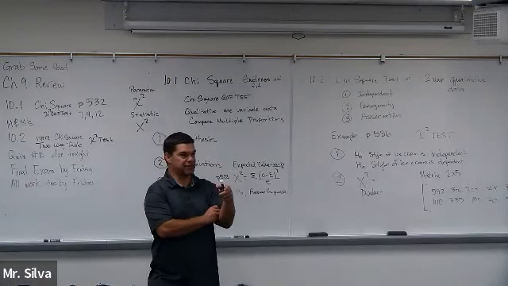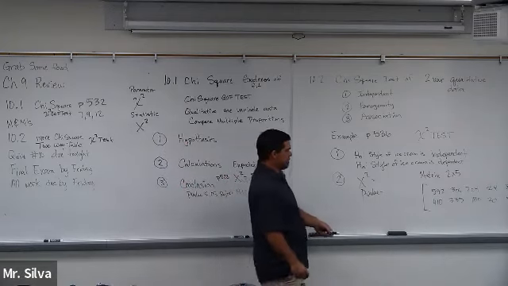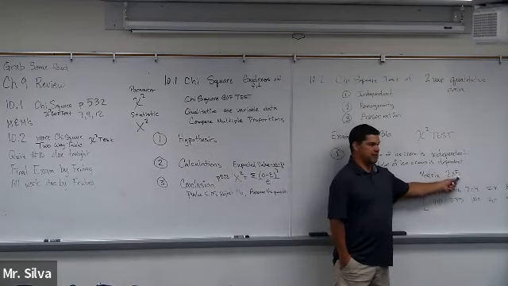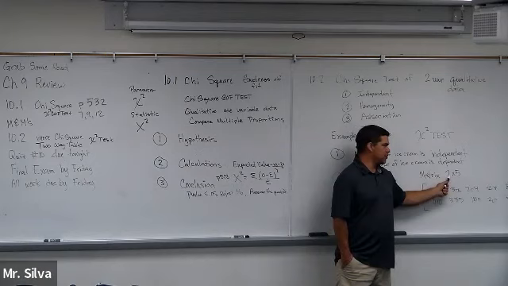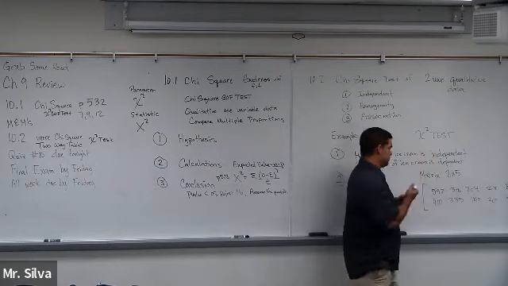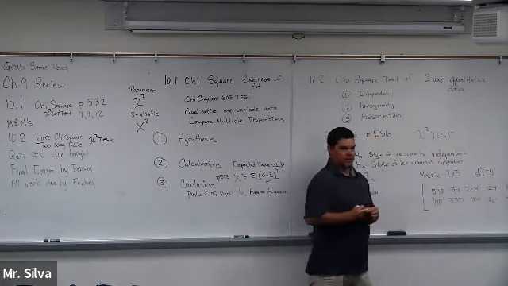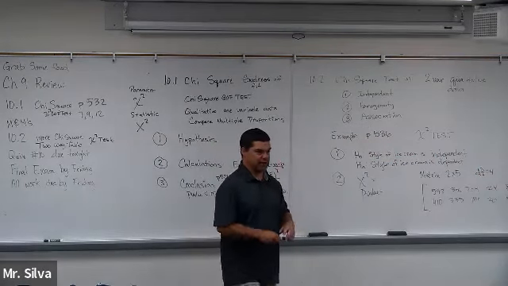Calculate. Oh wait, does it ask for degrees of freedom? No. We don't even need it. Degrees of freedom is R minus 1 times C minus 1. So R minus 1 is 1, C minus 1 is 2 minus 1 is 1, 5 minus 1 is 4. So there's 4 degrees of freedom. Not really important because the calculator is just going to calculate chi-square and p-value.